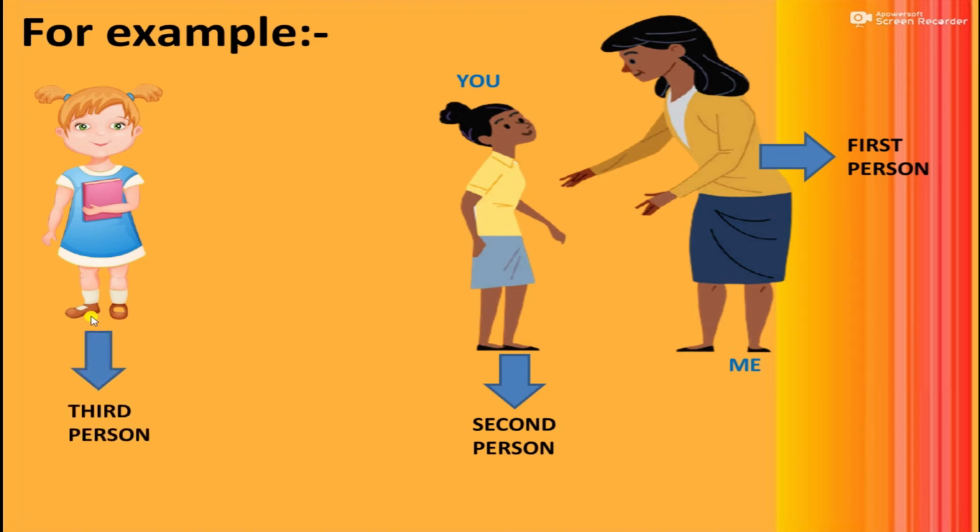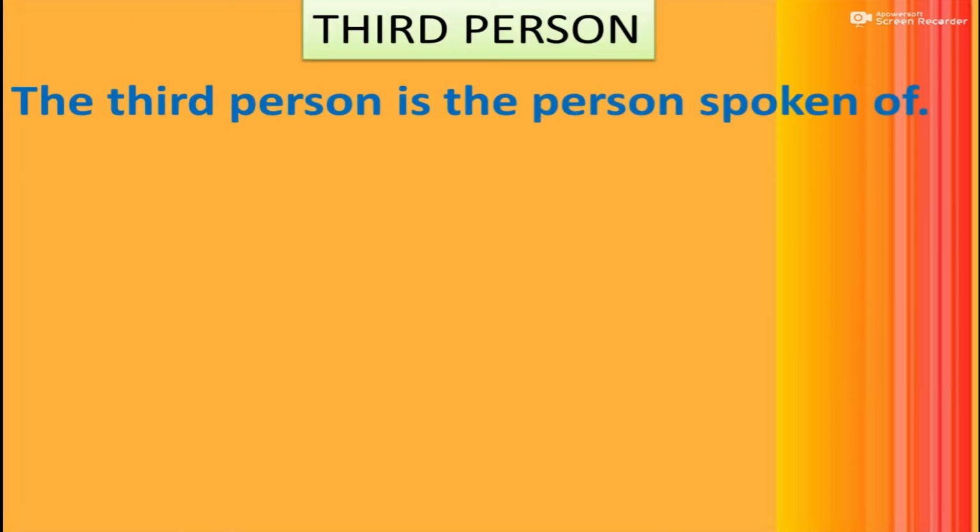So did you all understand, girls? Remember, the first person is the person who is speaking. The second person is the person who is listening. And the third person is the person about whom we are talking. Okay? Now, third person. The third person is the person spoken of. That means about whom we are talking.